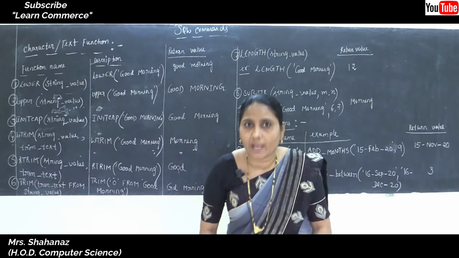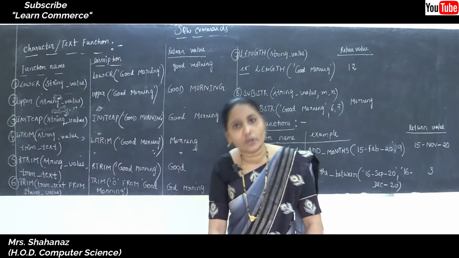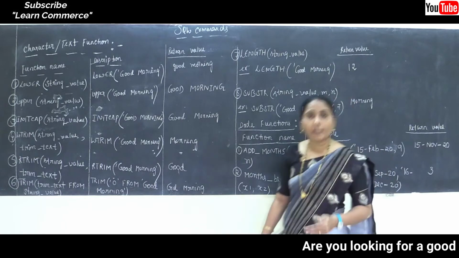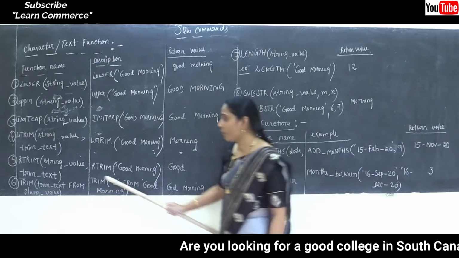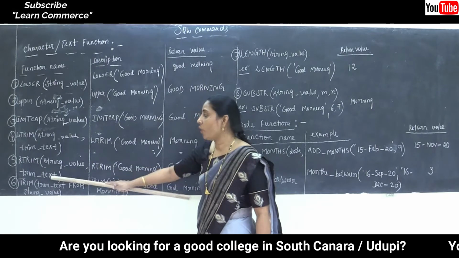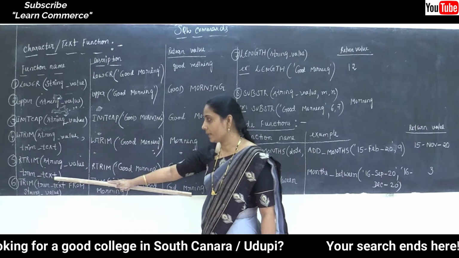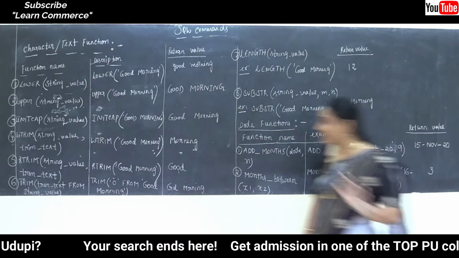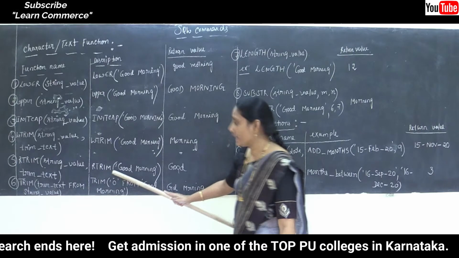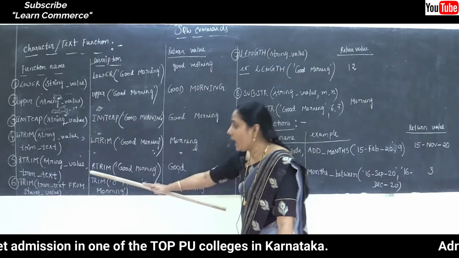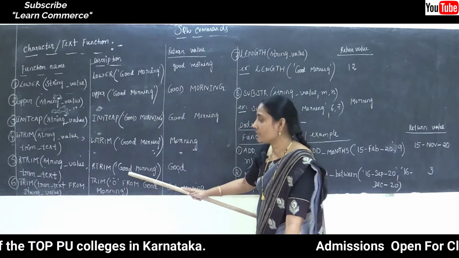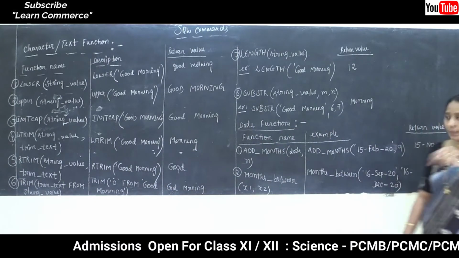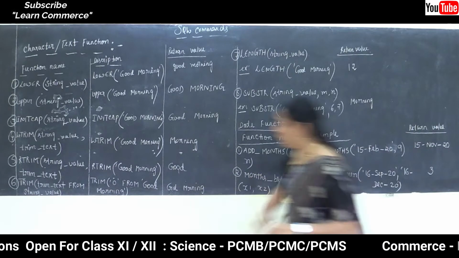The RTRIM is called the right side trim. All occurrences of trim_text are removed from the right side. How are we using the example? The example is RTRIM('good morning').